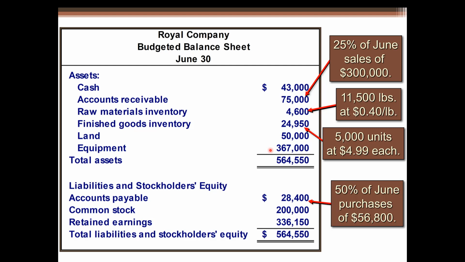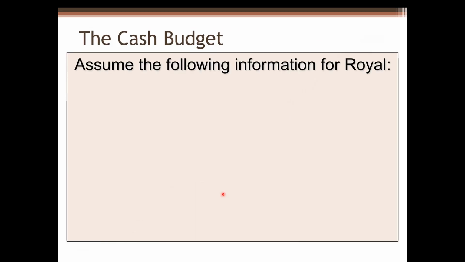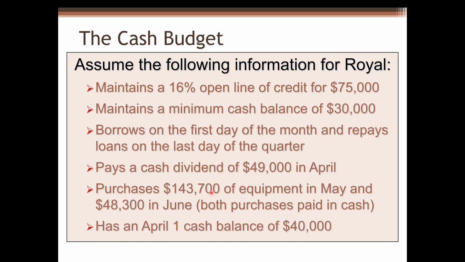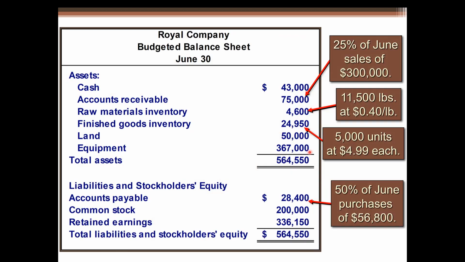For equipment, the beginning balance for equipment 175,000. And if you go back, take a look at the previous slide. The company has purchased 143,700 of equipment in May and 48,300 in June. If you add those two numbers together, plus 175,000, you will get equipment balance 367,000. Add up together, total assets 564,550.